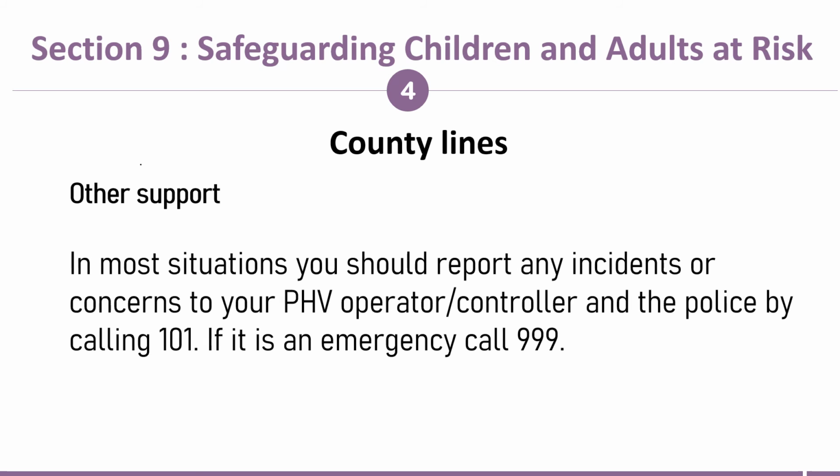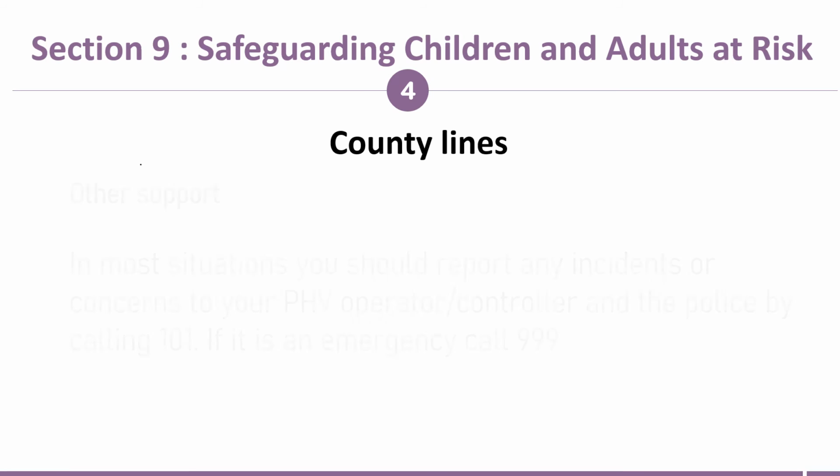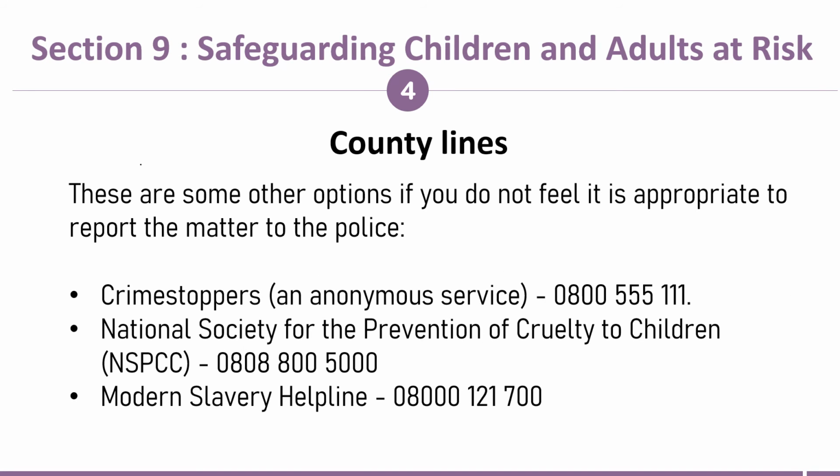Other support. In most situations, you should report any incidents or concerns to your PHV operator, controller, and the police by calling 101. If it is an emergency, call 999. These are some other options if you do not feel it is appropriate to report the matter to the police. Crime Stoppers, an anonymous service, 0800 55 111. National Society for the Prevention of Cruelty to Children, NSPCC, 0808 800 5000. Modern Slavery Helpline, 08000 121 700.